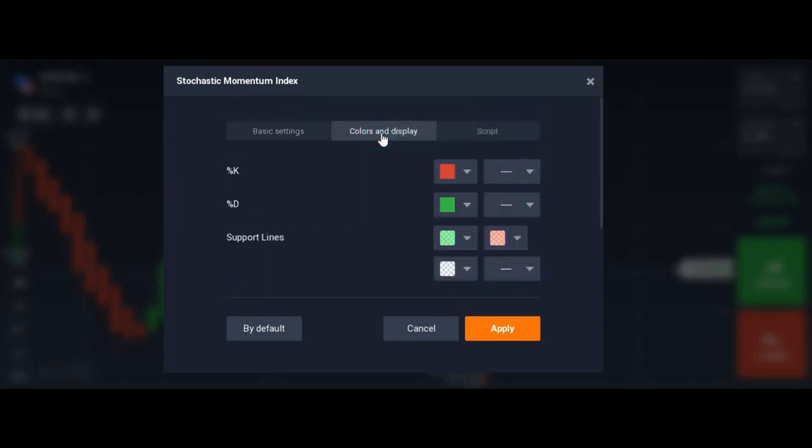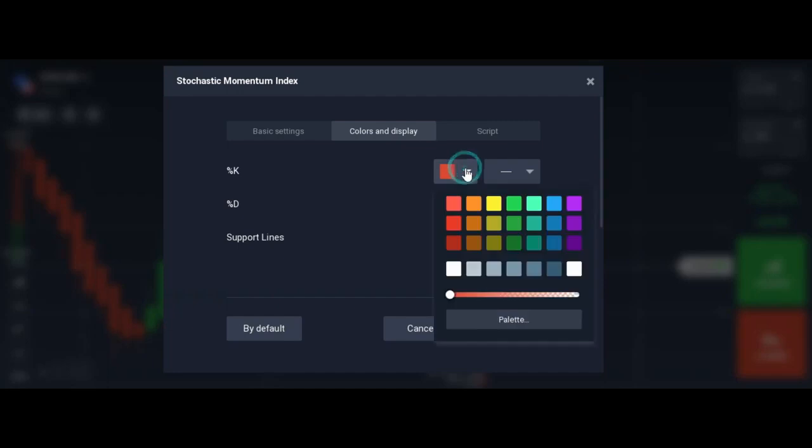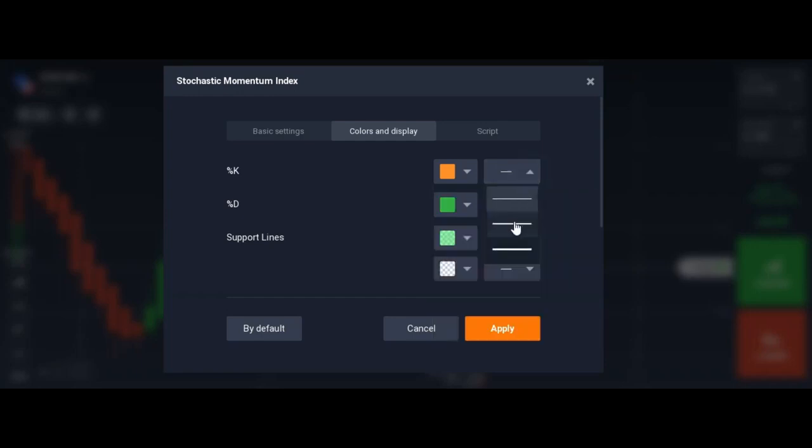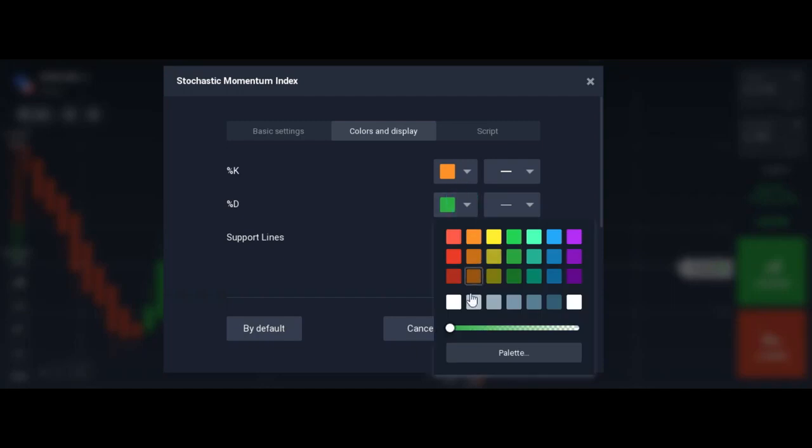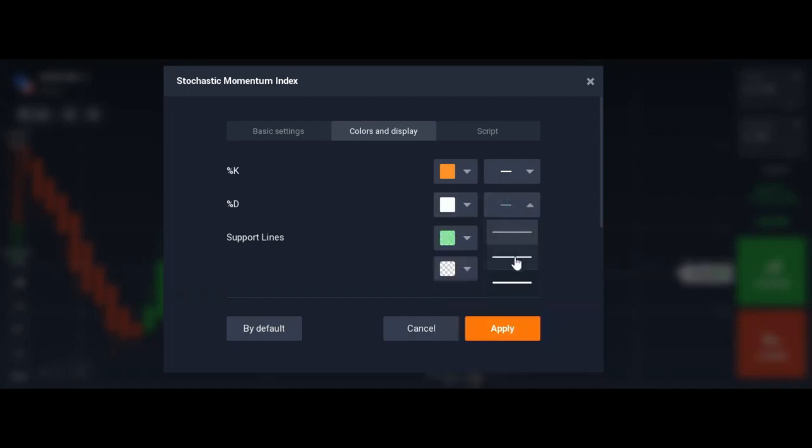In color, we put orange and thick line, and white and thick line. The other colors can be left as default.